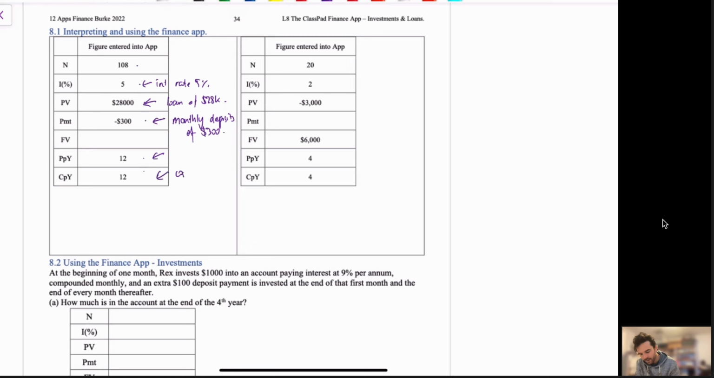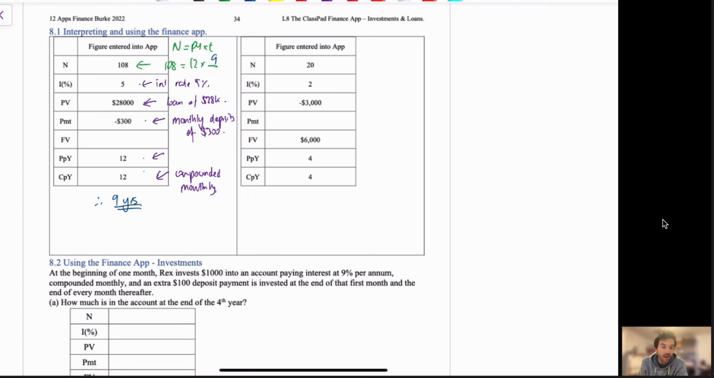It's compounded monthly. And the last one is how many years is this going for? Now you may remember this formula. N is equal to PY times T, right? That was from the last video. Payments per year, in this case, is 12. 12 times something will make 108. So we know that that answer is going to be 9, right? So therefore, this is 9 years, over 9 years.